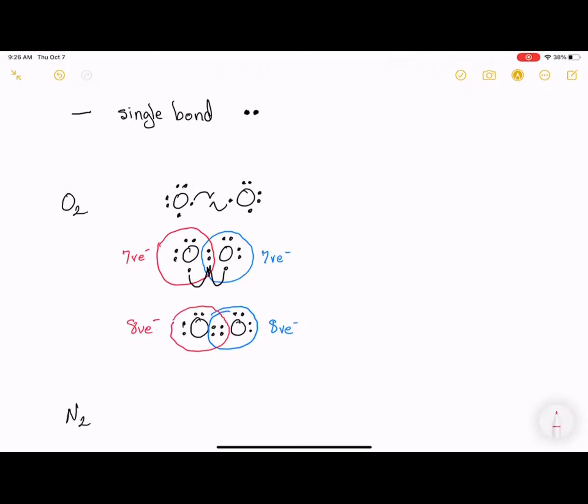Now, we don't usually illustrate this using dots. Again, we don't illustrate bonds between atoms using dots. So it would be more commonly written in this format. The double line is referred to as a double bond, meaning that there are 4 electrons shared between the two atomic nuclei.